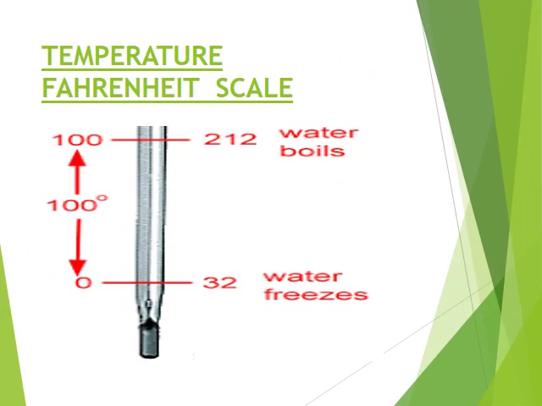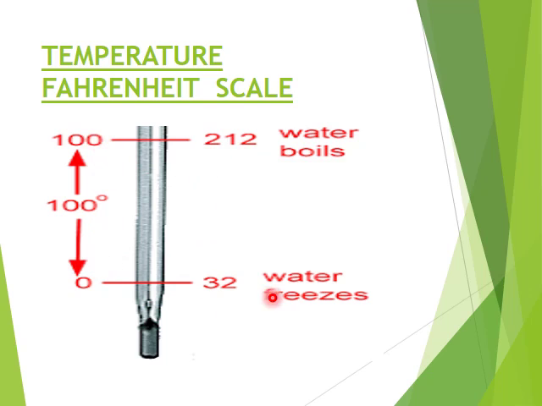My dear students, the next temperature scale is the Fahrenheit scale. This Fahrenheit scale is different from the Celsius scale. Its starting point is 32, whereas the ending point is 212. My dear students, the difference between 32 and 212 is also 100.